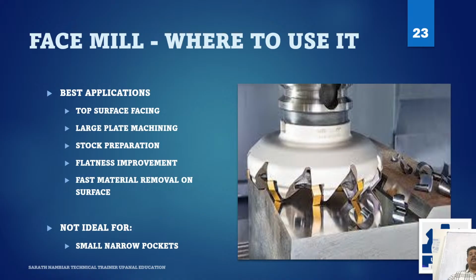Second, stock preparation. Many machinists first face the top, then flip the part and face the opposite side to establish reference thickness. Third, large plates and blocks. Whenever surface area is wide, face mills save major machine time. Fourth, flatness improvement. Large tools with proper setup can help achieve consistent flat surfaces. Now, where should we not depend on face mills? We should not use them for small narrow pockets, tight internal features, deep cavities, detailed profiles, etc. These jobs belong more to end mills and smaller cutters. So always remember, the face mill is for open surfaces and the end mill is for detailed surfaces.